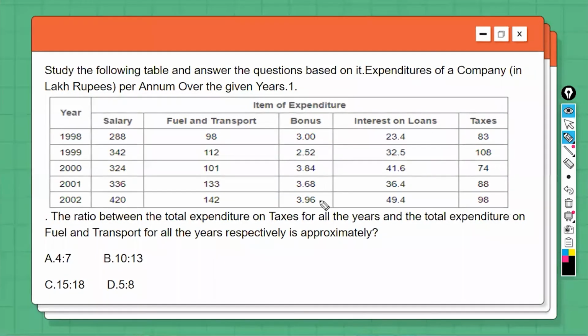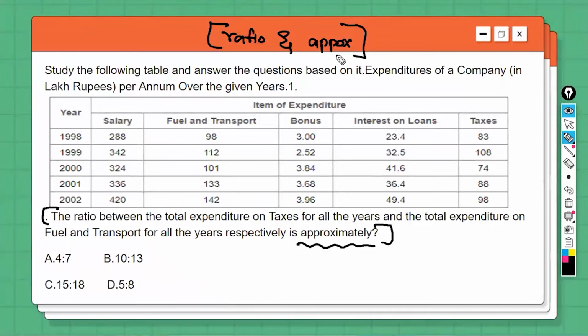And the most important or difficult question in this set is this. They're asking for the ratio between the 2 years, and also they're asking approximately. See, a ratio and approximately is a deadly combination. You should run away from this problem if you don't know how to solve it. If you know how to solve it, then you can just give it a try. But if you don't, these are the questions you have to avoid. I'll just tell you how to solve this question traditionally.